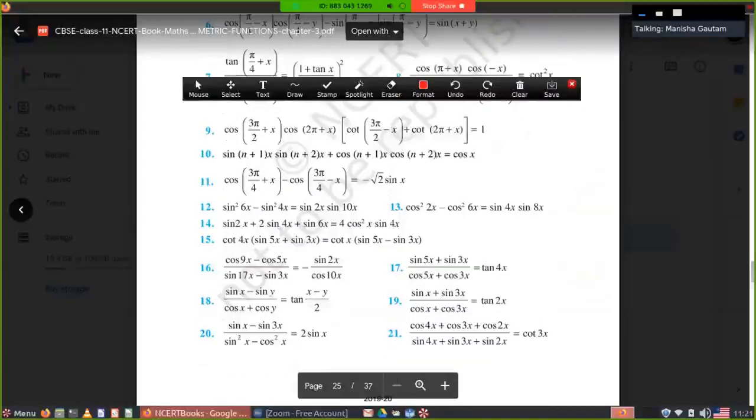Next, in questions number 16 to 21, in all questions you have to apply the formulas for cos x minus cos y and sin x minus sin y on the left hand side, and you will get the right hand side. All are approximately the same questions. Apply the identities and you will get the answer.